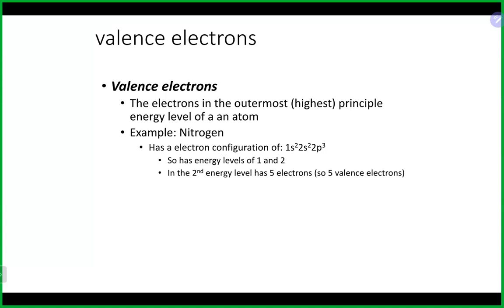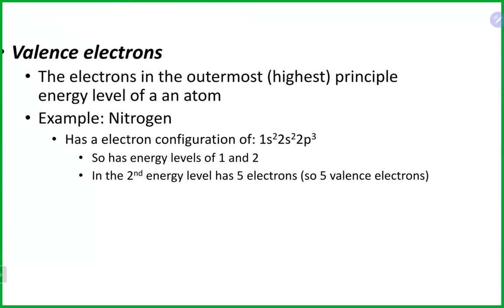They are really important, as we'll see in the next chapter. They're pretty much the ones involved in bonding. If you visualize it, they're on the outside, furthest away from the nucleus. So when 2 atoms come together, they're the first electrons that will say hello to each other. They're also further away from the nucleus, which means they're not held as tightly, so they're able to be removed or shared. You can find the valence electrons by writing the electron configuration, like we have for nitrogen here.